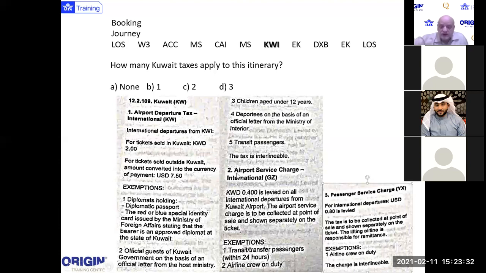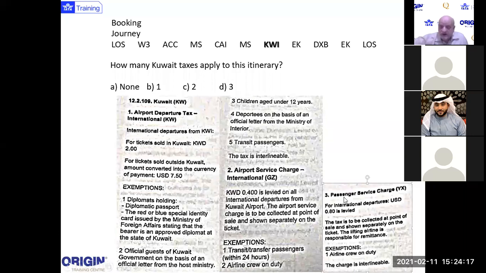Now let's look at tax number 2, airport service charge. KWD 0.4 is levied, charged, on all international departures from Kuwait Airport. The airport service charge is to be collected at the point of sale and shown on the ticket. The only exemptions are transit passengers. They're not transit passengers. Airline crew. They're not airline crew. They're normal people. So we have to pay this tax as well. So we've now got 2 taxes to pay for.